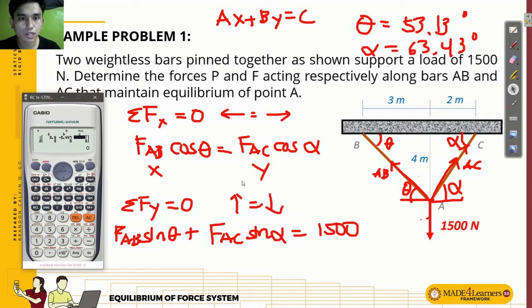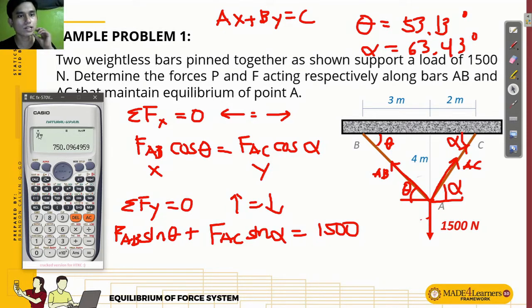Is there a constant in equation 1? None, right? So, equal to 0 only. So, proceed to equation 2. In equation 2, first is x, and its coefficient is sin theta. So, sin of theta, 53.13. Equals, then, positive? So, okay, just go straight, it's positive. So, sin of alpha, 63.43. Then, equal to C. So, the constant is 1,500. Equals, and then, equals again.